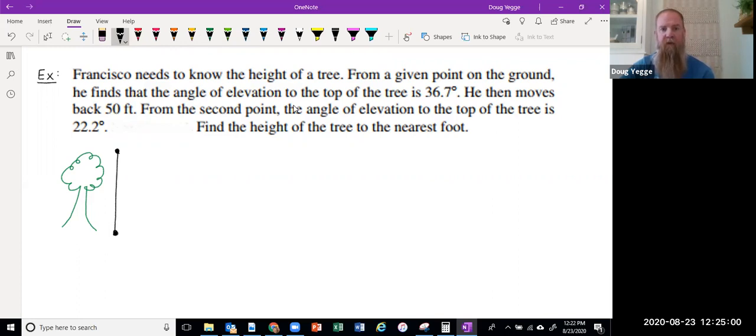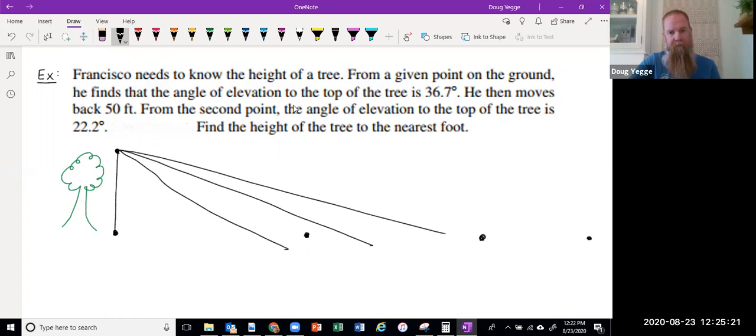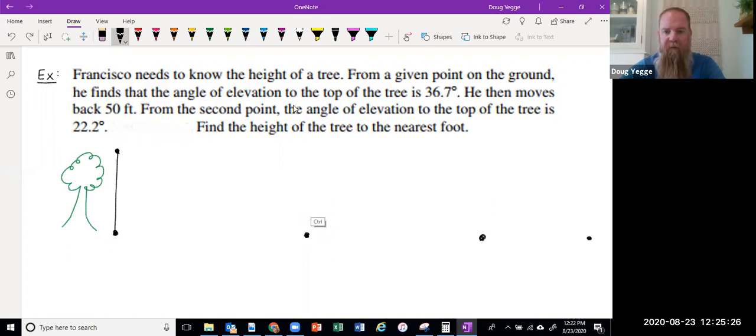From a given point on the ground, he finds that the angle of elevation to the top of the tree is 36.7 degrees. So if you were looking from the ground, say from right here, or from right here, or from way over here, notice that the angle of elevation would be different depending on where you are. So he's at some location where the angle of elevation is going to be 36.7 degrees. Now it doesn't have to be accurate, but you simply draw a line to a particular point in order to see where the angle of elevation is going to be.